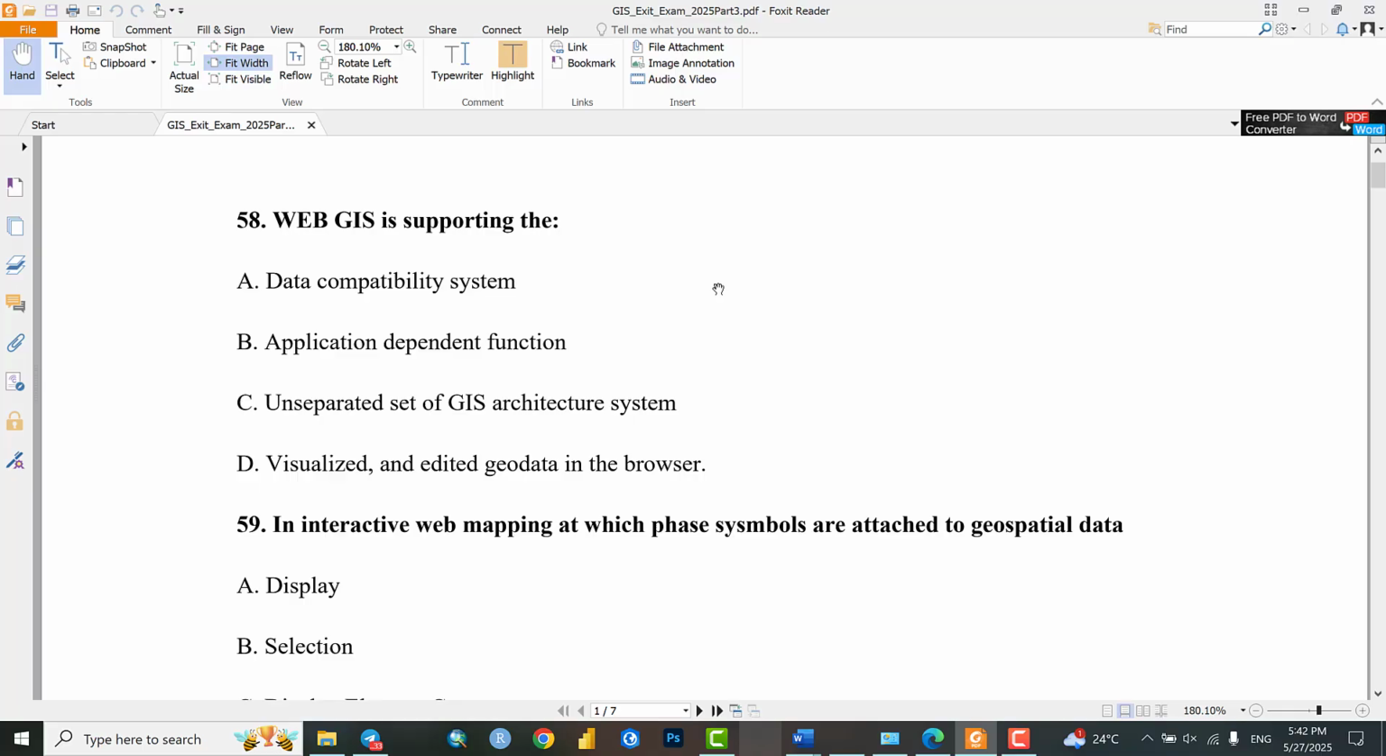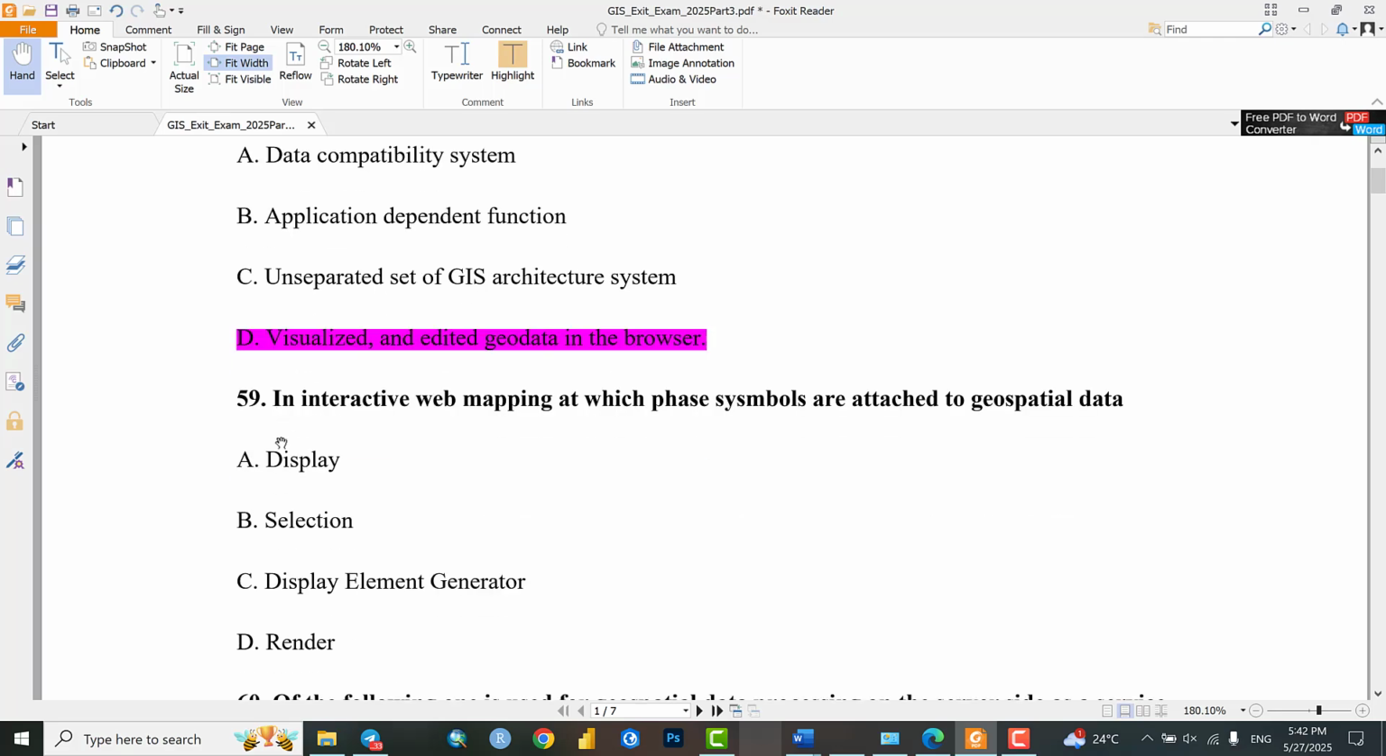With GIS supporting a data compatibility system, B application-dependent function, C unseparated set of GIS architecture system, D visualized edited geodata in the browser. So the key point here is the browser. Since it is a web GIS, the answer is D.